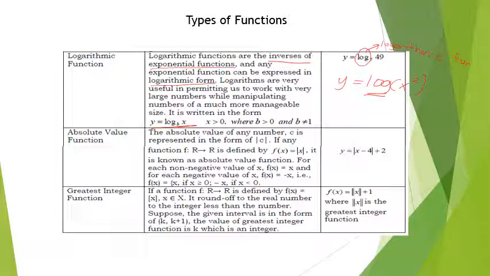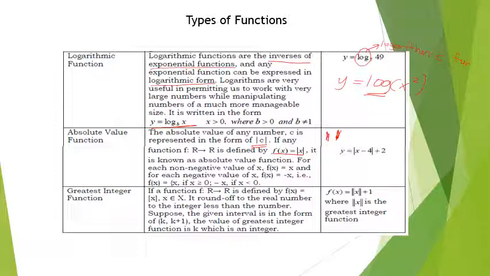Absolute value function. The absolute value of any number c is represented in the form of absolute c. Absolute ang tawag sa dalawang guhit na yun. Yung ganito. If any function f, r, the place r is defined by f of x is equal to absolute of x, it is known as absolute value function. For each non-negative value of x, f of x is equal to x, and for each negative value of x, f of x equal negative x.